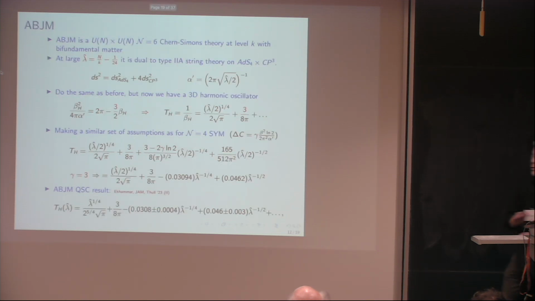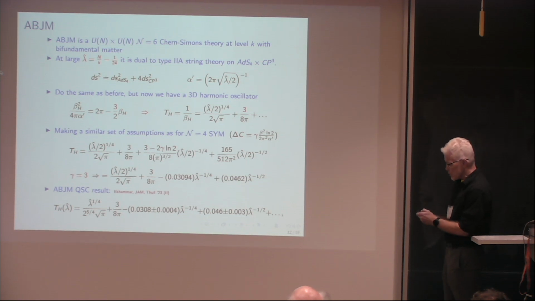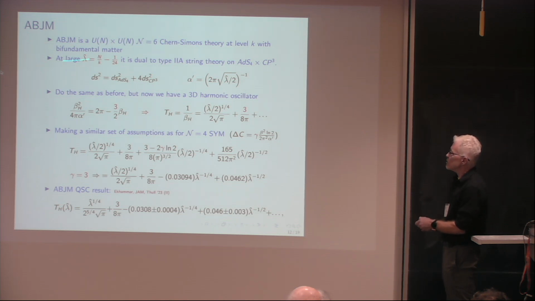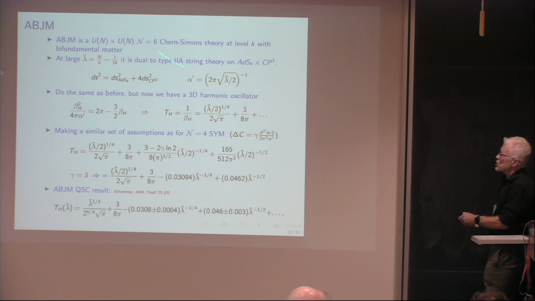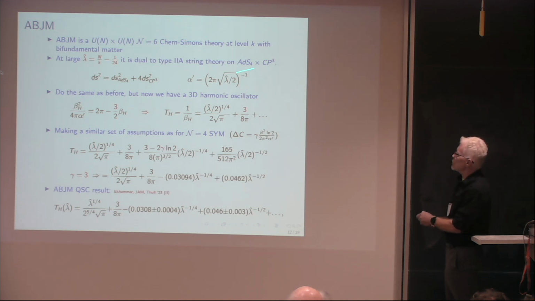So now we can go on to ABJM. Let me just say a few words about that. ABJM, as you probably all know, is a U(N) cross U(N), N equals 6 Chern-Simons theory at level k and minus k. I didn't write minus k. For large N, our large 't Hooft parameter would be N over k, where k is the level, and it doesn't matter at the orders we're going to be at, but if we ever get to higher orders, we should take into account a shift. And this should be dual to type 2A string theory on AdS4 cross CP3.